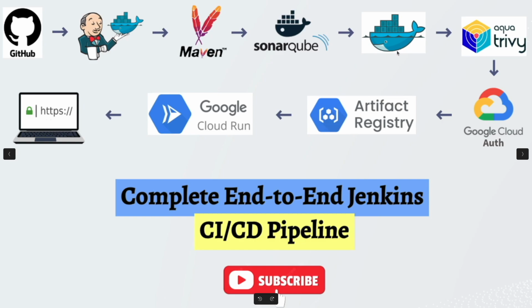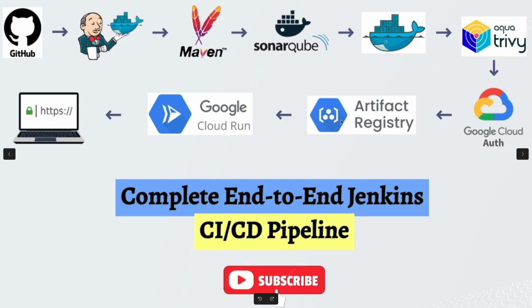Next, we will build a Docker image out of our application using a Docker file. And then we will use Aqua Trivy to scan the file system and to scan the Docker image as well. Next, we will authenticate using our Jenkinsfile with Google Cloud using Google Cloud Auth command. And then from there, we will configure how to push Docker image from our Jenkinsfile to Google Artifact Registry.